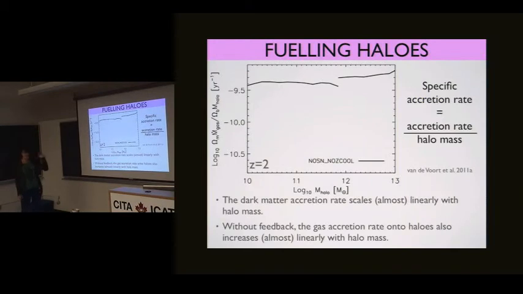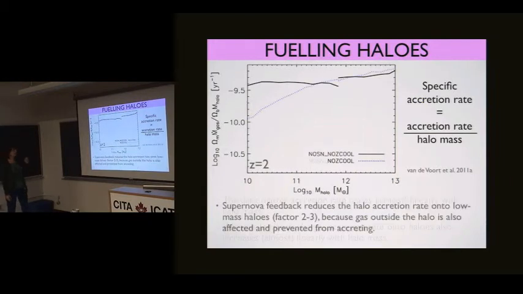So without any feedback, if you plot a specific accretion rate, which is just the accretion rate divided by the halo mass, versus halo mass, you get something that's approximately flat. This is because the accretion rate just scales linearly with halo mass. And this is also true for the dark matter accretion rate. If you plot that, it's also completely flat. Now, this changes when you add feedback, but it doesn't change that much, just by a factor of 2 or 3. If you add supernova feedback, low mass halos accrete slightly less, and the same is true for AGN feedback, which is the green one over here. If you add AGN feedback, the halo accretion rates are also a factor of 2 lower.